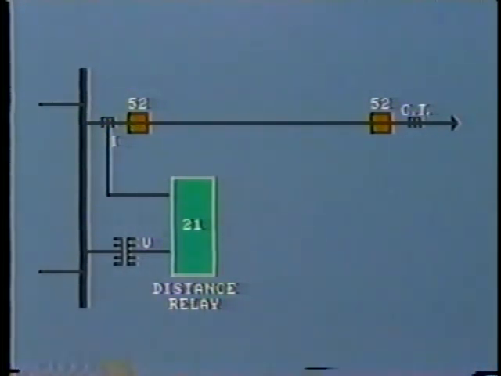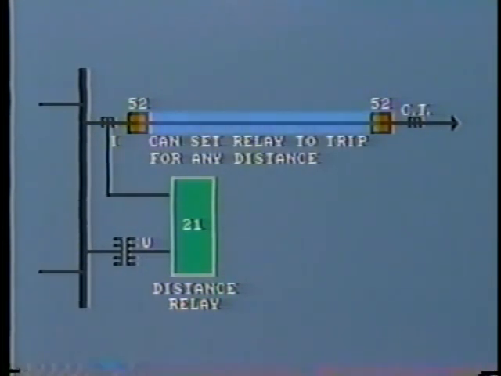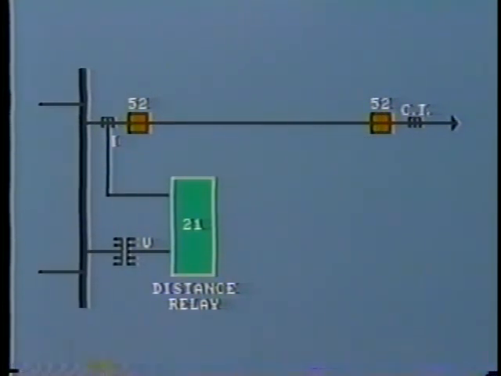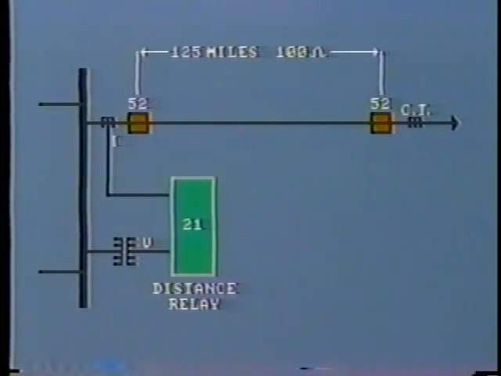If we know the impedance per mile of the line conductors, we can set the impedance relay to trip for faults within any particular distance from the relay. For example, let's say this line is 125 miles long, and the total impedance is, say, 100 ohms. At the halfway point, the impedance will be 50 ohms, at three-quarter length, 75 ohms, and so on.